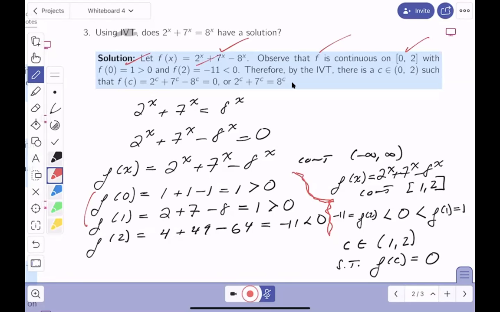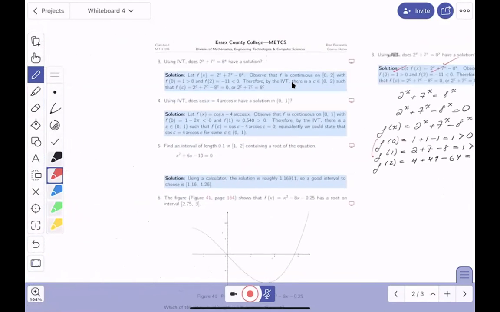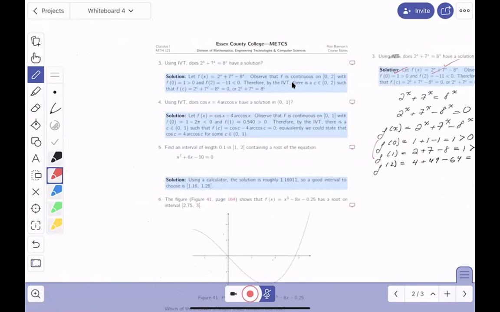All right. By the IVT, there's a C on the open interval, again, I chose between 1 and 2, such that f of C is going to equal 0. All right. They're not asking for a solution, though. They're saying, is there a solution? And the answer is yes. Let's go to number 4. And again, I'm looking at these things over here, one at a time.